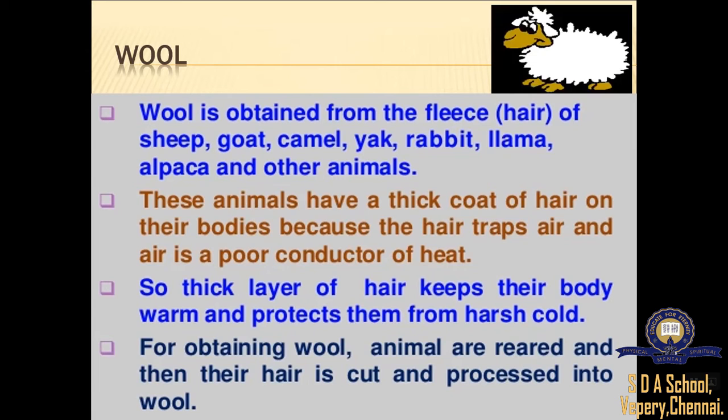How do we get sheep's wool? Sheep of different breeds yield different amounts of wool. Not all sheep yield the same amount of wool. For example, native sheep, which are found in India, yield 0.25 to 2.8 kg of wool in a year.